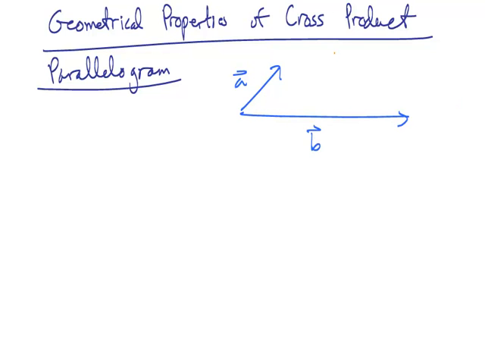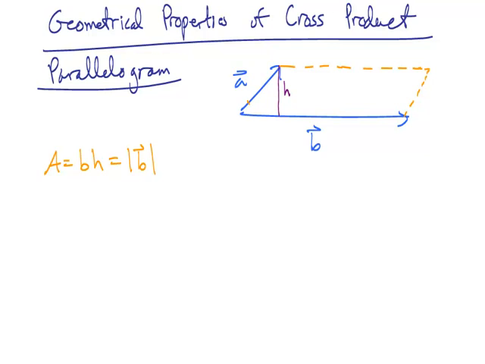So again, I can form a parallelogram by drawing a copy of B off the tip of A and a copy of A off the tip of B, and we have this parallelogram here. Now what's the area of this parallelogram? Well, the area is equal to the base times the height of a parallelogram, which is equal to the magnitude of the vector B, that's the base, and the height I could think of as this distance right here, h.